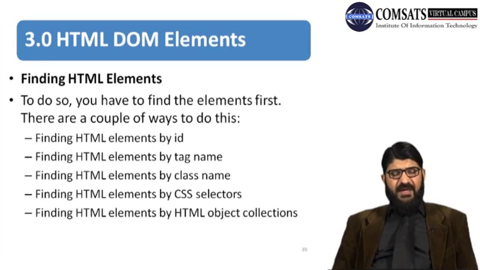So how to find the HTML elements? In order to do so, we have to find the element first, and then there are a couple of ways to perform the actions. Number one, you can find the HTML elements by ID. You can find the HTML elements by tag name. You can also find the HTML elements by class name. And similarly, HTML elements can be found by CSS selector and by HTML object collections.